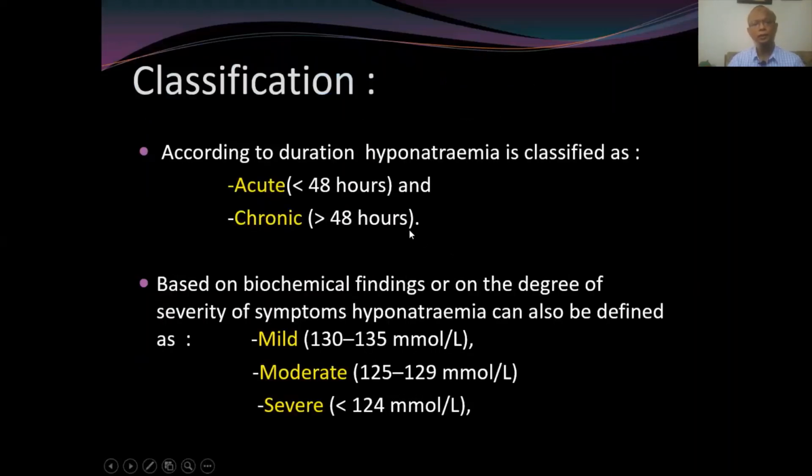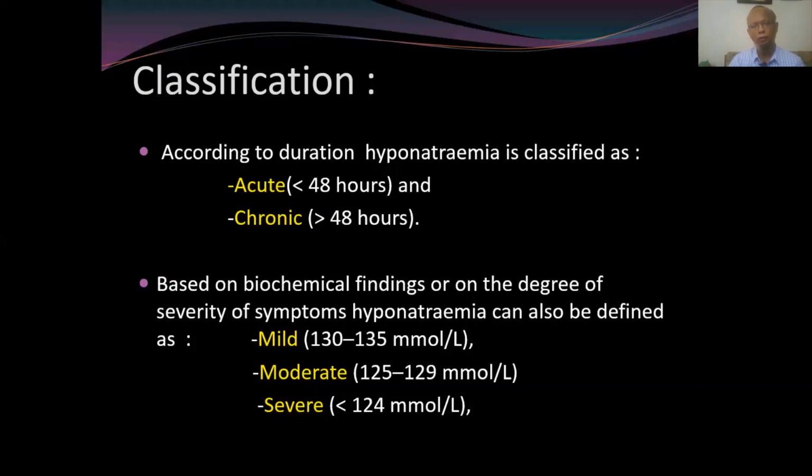Now classification. According to the duration of hyponatremia, it is classified as acute and chronic. When will you label it as acute? When the time duration is less than 48 hours, and chronic if it is more than 48 hours. Then we label it as acute hyponatremia and chronic hyponatremia.